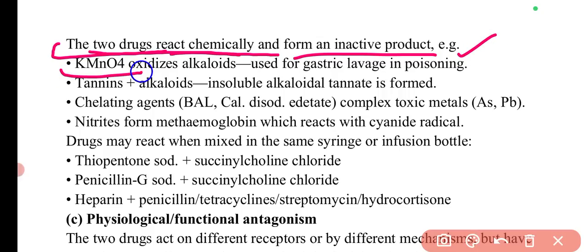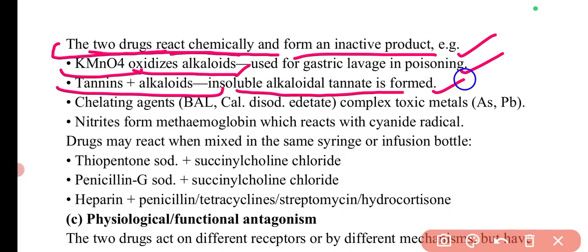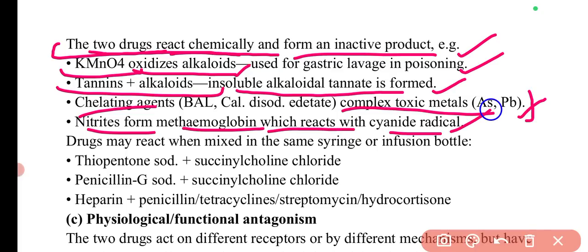If you can see KMnO4, potassium permanganate, it oxidizes alkaloids and can be used in gastric lavage in poisoning. Also, if tannins and alkaloids are combined, then insoluble alkaloidal tannate is formed. Then several chelating agents complex toxic metals, so these are used as chemical antidotes as well. Then nitrites form methemoglobin, which reacts with cyanide radical.